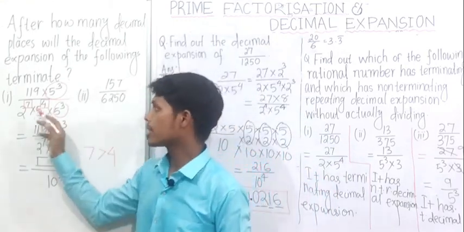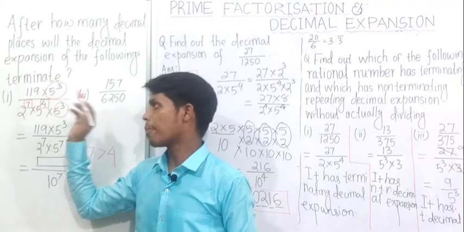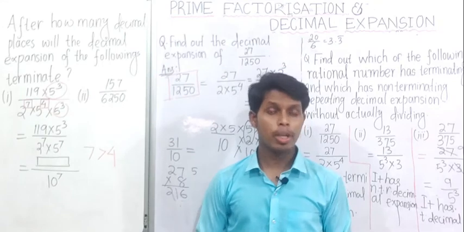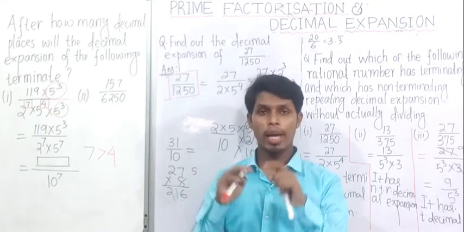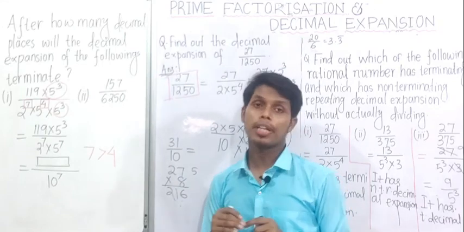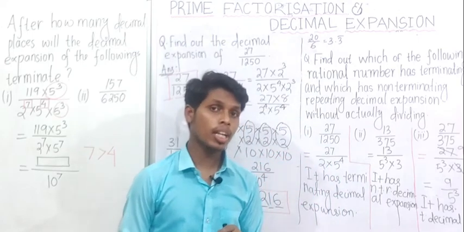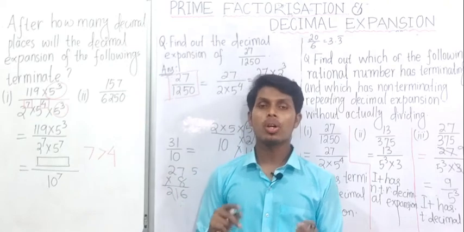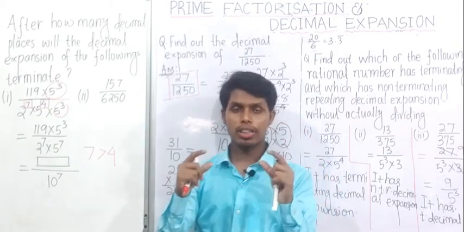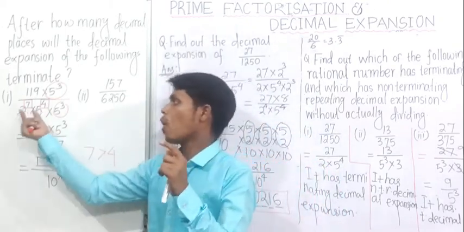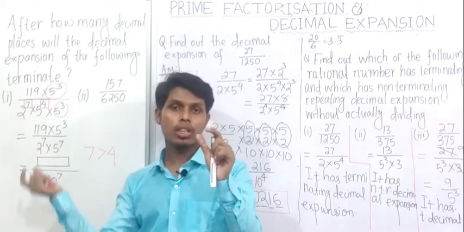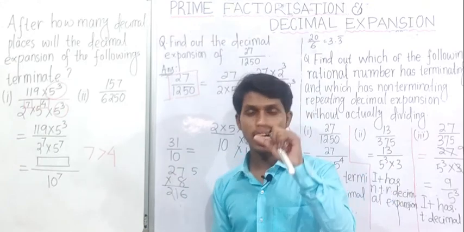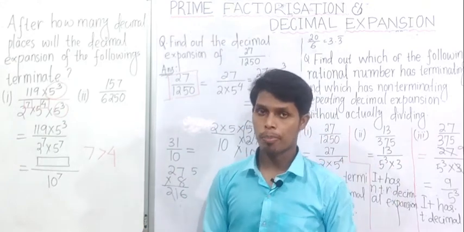If it would have 2 to the 7th and 5 to the 9th power, then the answer would be 9, because you have to multiply two 2's to make it 10 to the 9th power, and if 10 to the 9th power is in the denominator, then the rational number will terminate after 9 places. So just prime factorize the denominator. If it is already prime factorized, just look at which exponent is greater. The greater exponent is the answer of this type of question.